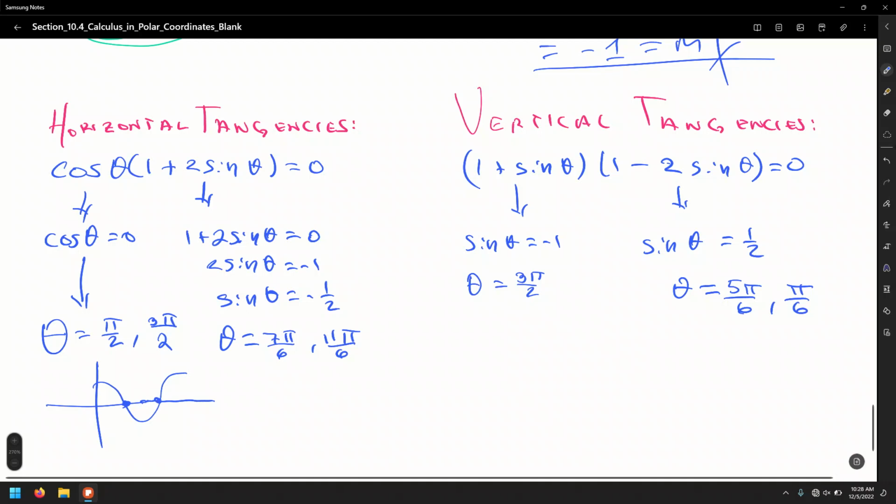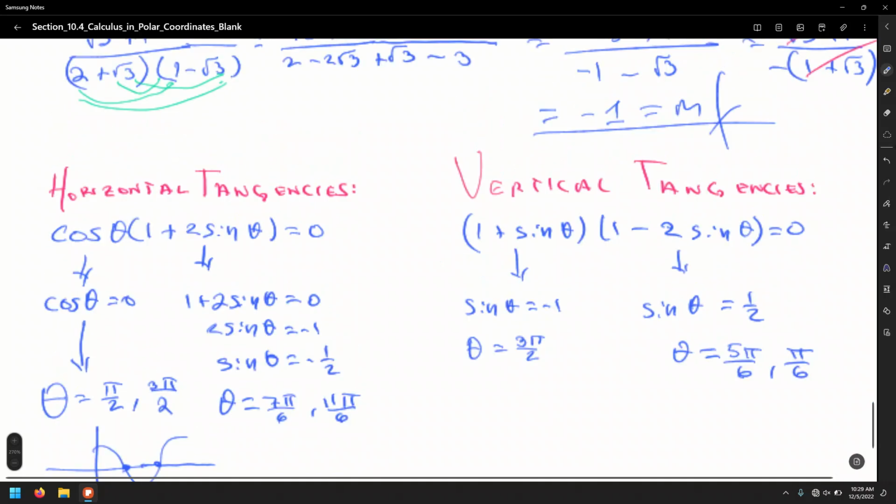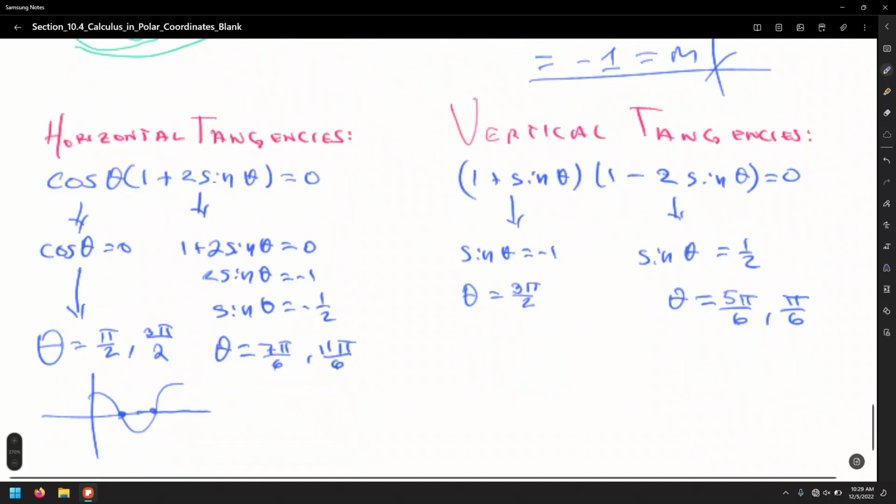So when it comes to working in the polar world, guys, we will get a lot of weird results. It's not like in x, y, where in some cases we get extraneous solutions. In other cases, we get pretty much correct results.